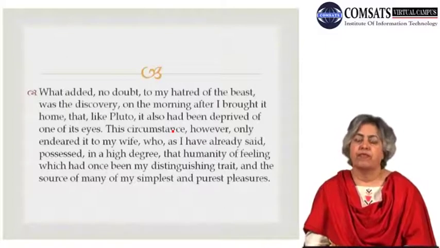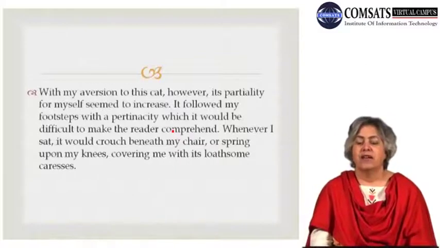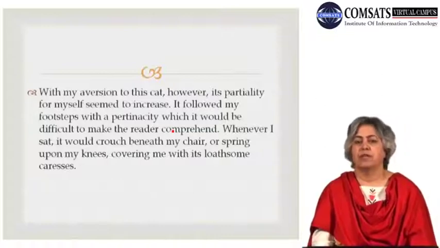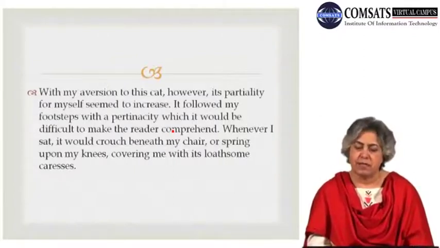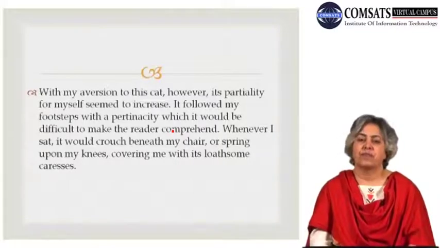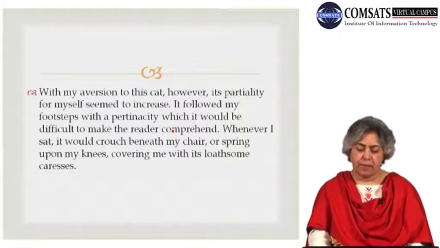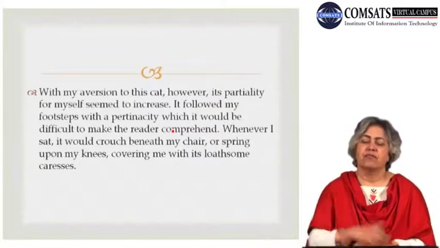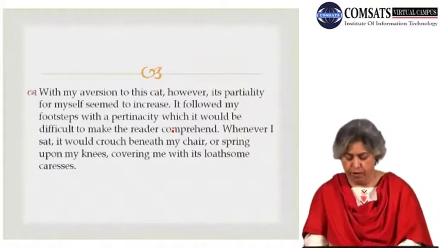And the fact that it had only one eye was something that his wife liked, and because she had always felt sad about Pluto losing an eye and Pluto being killed ultimately, the wife becomes very attached to this second black cat. And the more attention the cat gets from the wife, the less it gets from the narrator.